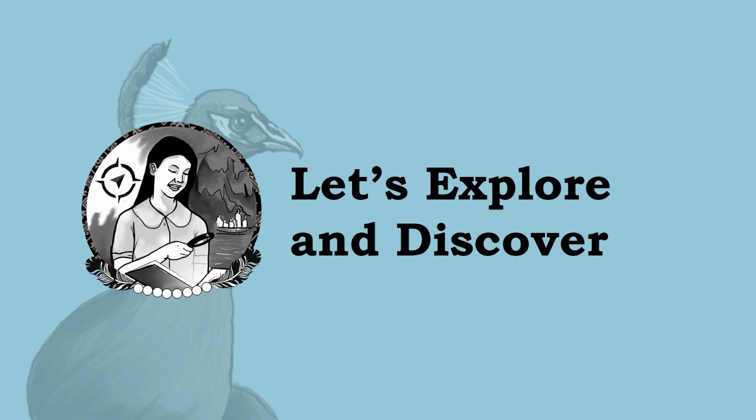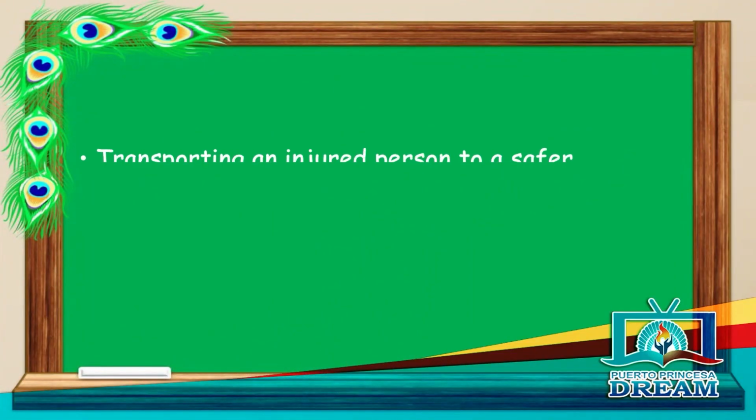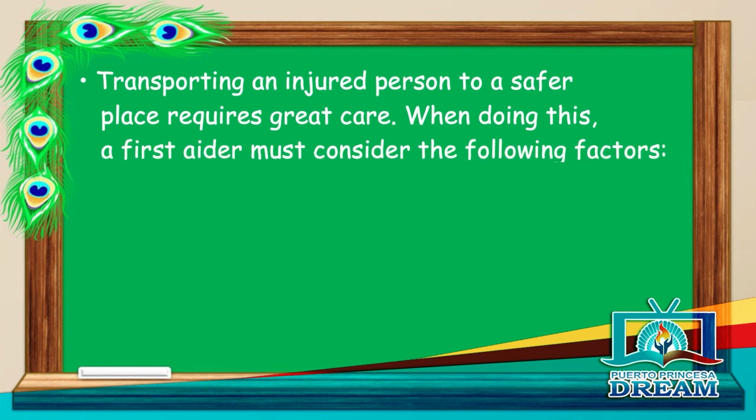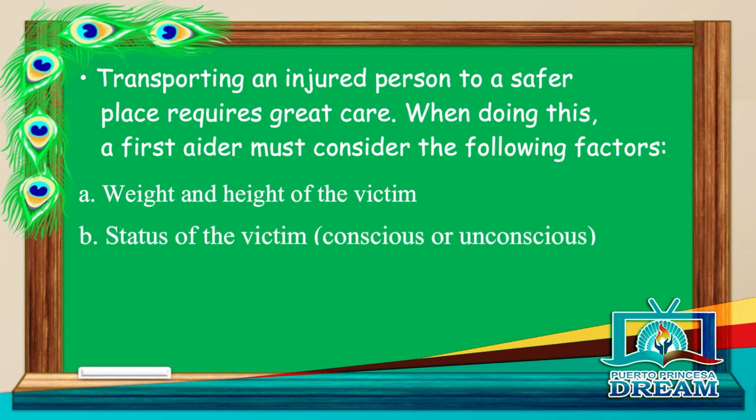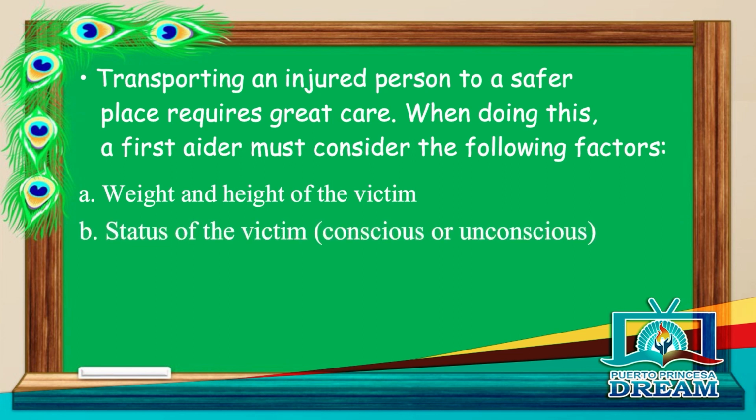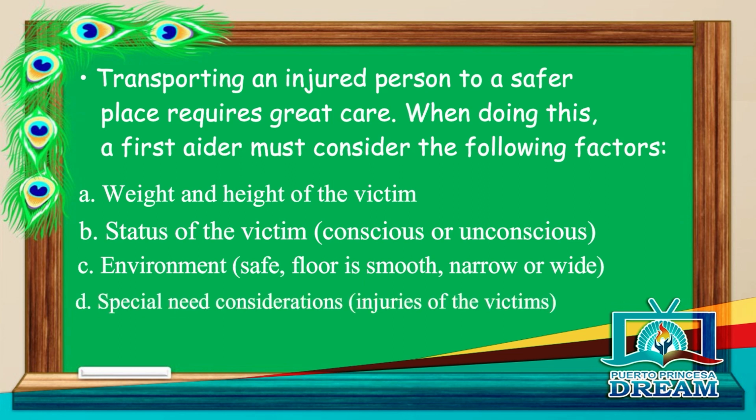Now, let's deepen your understanding of the lesson on carrying and transporting an injured person. Transporting an injured person to a safer place requires great care. When doing this, a first aider must consider the following factors. 1. Weight and height of the victim. 2. Status of the victim, conscious or unconscious. 3. Environment: safe, floor is smooth, narrow or wide. 4. Special need considerations: injuries of the victims.